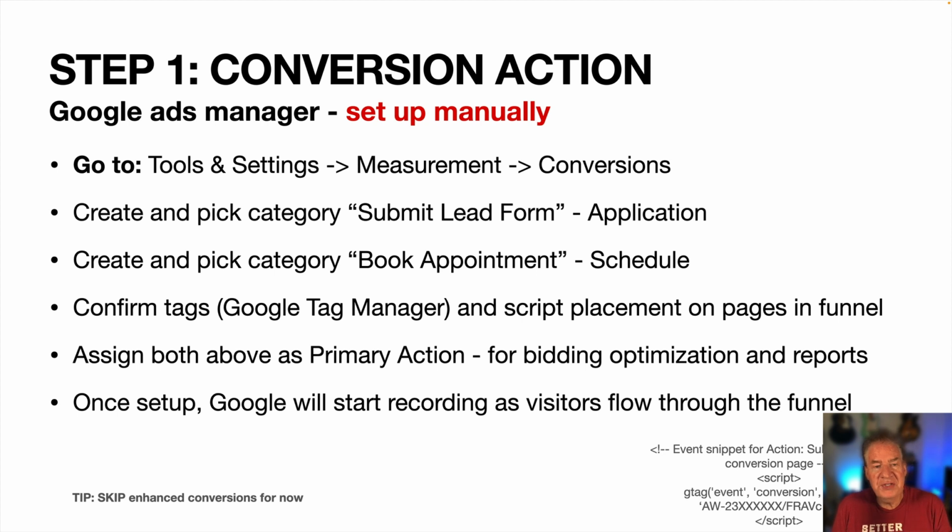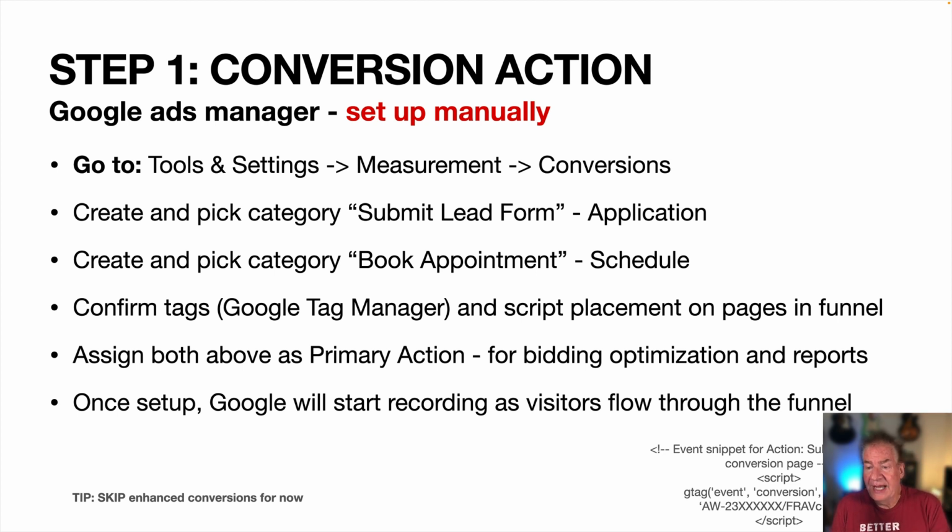Then you want to confirm those tags. We use Google Tag Manager for that. And get those scripts placed and verified. Make sure that everything fires correctly. And you assign both of these submissions, the application and schedule, as primary action points. Those are the two things that you want to essentially tell Google about, so that Google can optimize the bids and make sure that the reports and everything looks cool, right? And once this is set up, Google will start recording as visitors flow through the funnel.